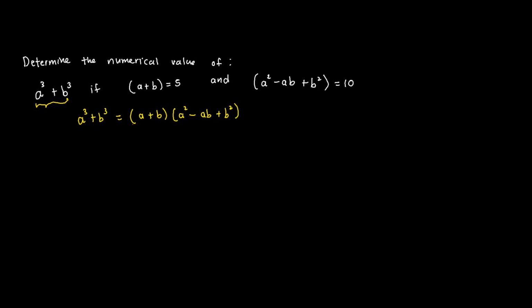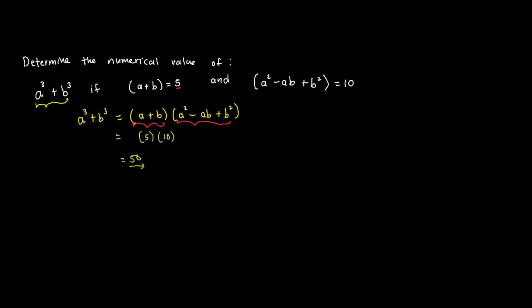But now if I look at a plus b, do I know the numerical value of a plus b? Yes, it's 5. So I'm going to substitute 5 in the place of a plus b, which gives me 5 multiplied to. Do I know the numerical value of a squared minus ab plus b squared? Yes, I do, which is 10. So it's going to be 5 times 10, which is 50.